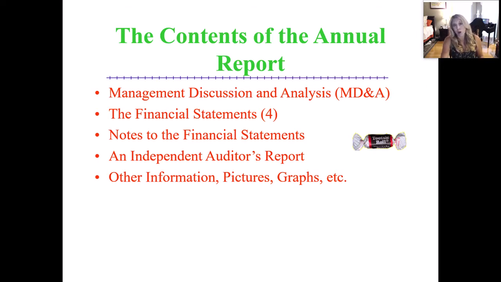There will also be something called an independent auditor's report. This report is done by a public CPA firm. They come in and they look at the statements and they review them, and they have to sign off on the statements along with management. So this is also found in there, basically stating to the public, hey, can we rely on these statements or not? Also, in the annual report, there's other information, pictures, and maybe pictures of the officers, employees, products, different graphs, anything that the company wants to show to the shareholders of the organization.